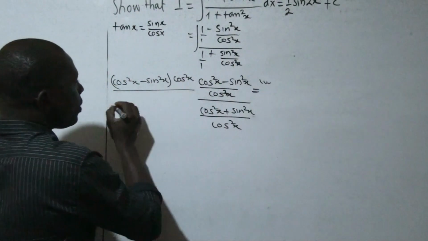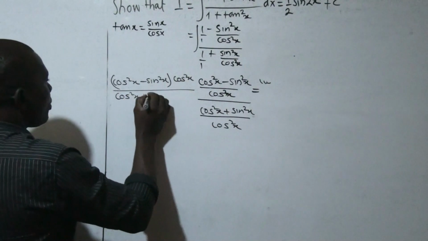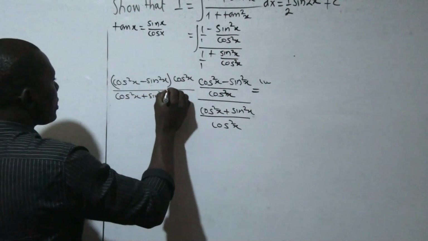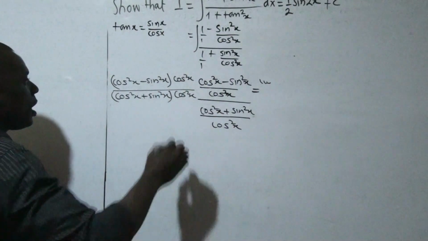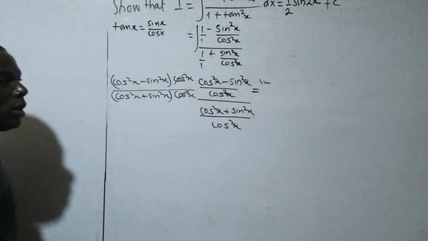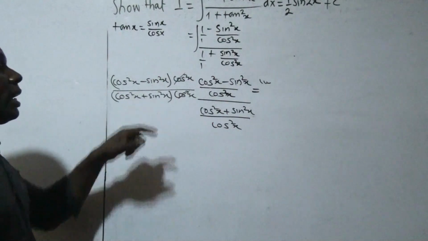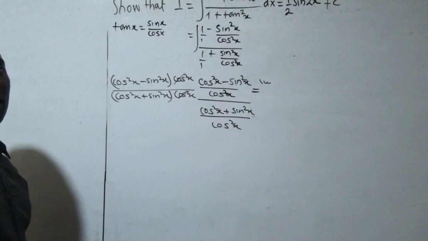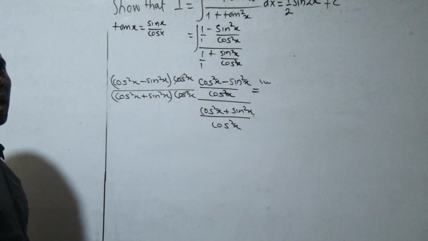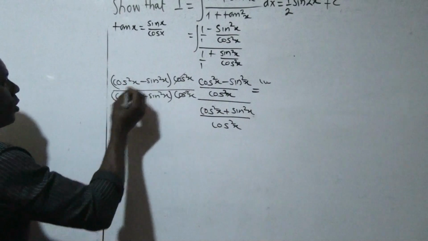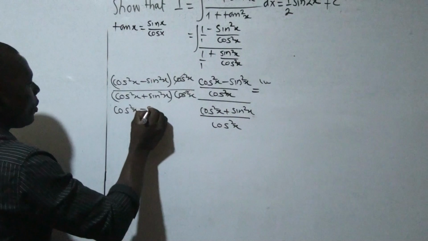Here we have cos square x plus sine square x, into cos square x. You see this cancels off. You also recall that cos square x plus sine square x is equal to 1 from trigonometry. So what is left now is only cos square x minus sine square x.